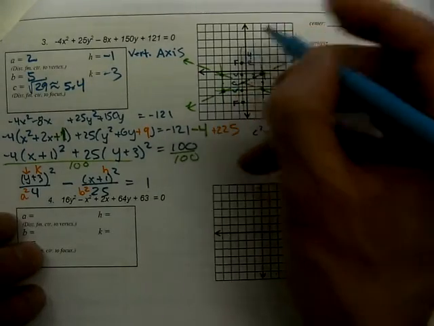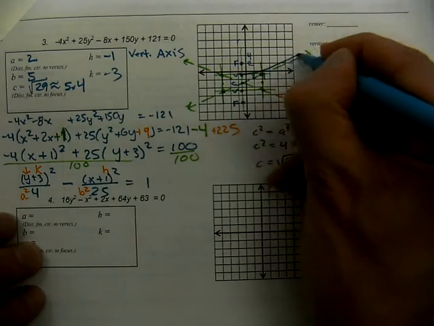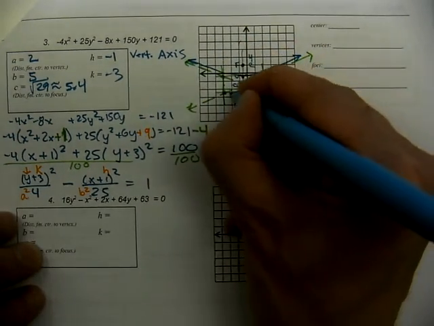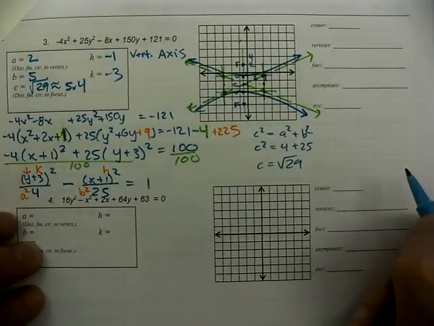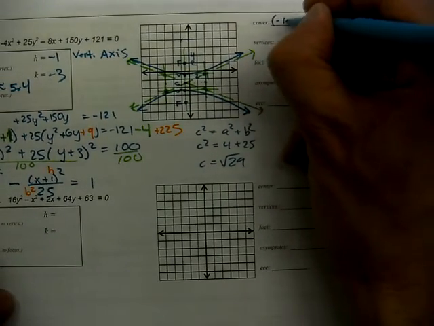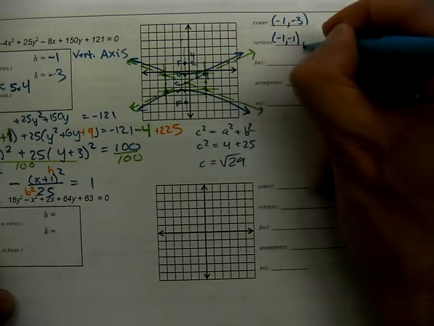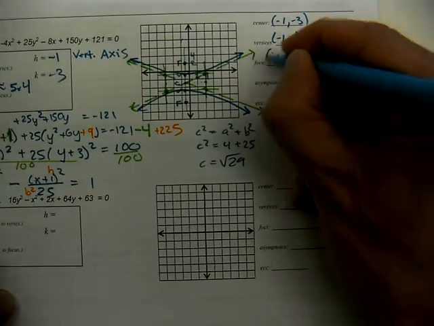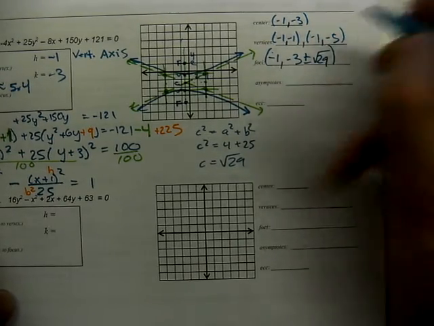With a vertical axis, our branch opens upwards and downwards, so that means we have quite a wide-looking shape. All right, let's find all of these details. The center then is at -1, -3. Vertices are at -1, -1 and -1, -5. Foci are at -1, -3 plus or minus root 29.